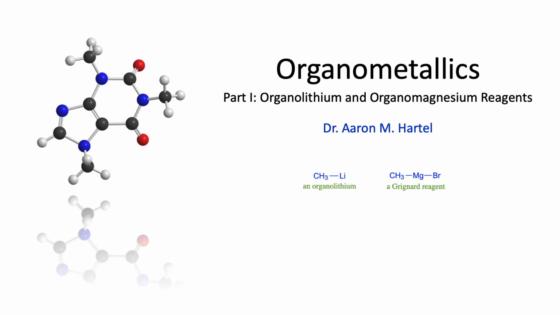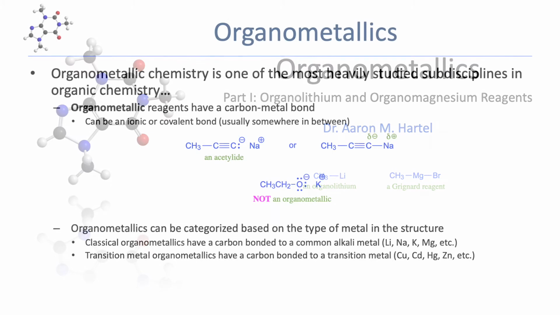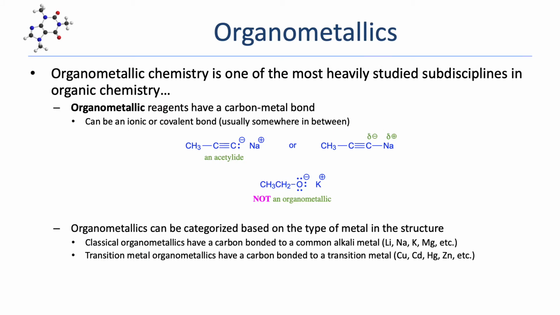In this lesson, we're going to introduce the basics of organometallics, focusing on organolithium and organomagnesium reagents. Organometallic chemistry is easily one of the most important and heavily studied subdisciplines in the field of organic chemistry. An organometallic is simply a compound that has a carbon-metal bond.